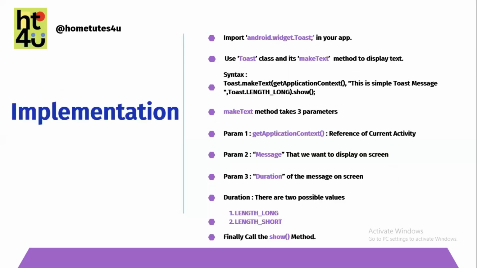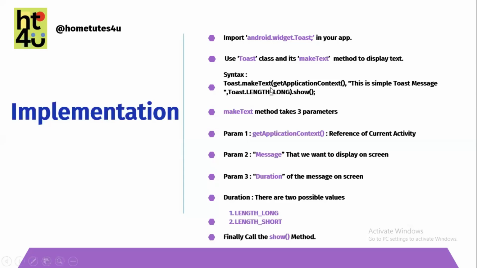Now, we have to see how we can implement this toast in our application. First of all, we have to use one class library in our application, that is android.widget.Toast. Toast is a class which is responsible for displaying a toast message. Then, by using this Toast class, we can use one of its methods, that is makeText. This makeText method takes three parameters. We will discuss these three parameters.